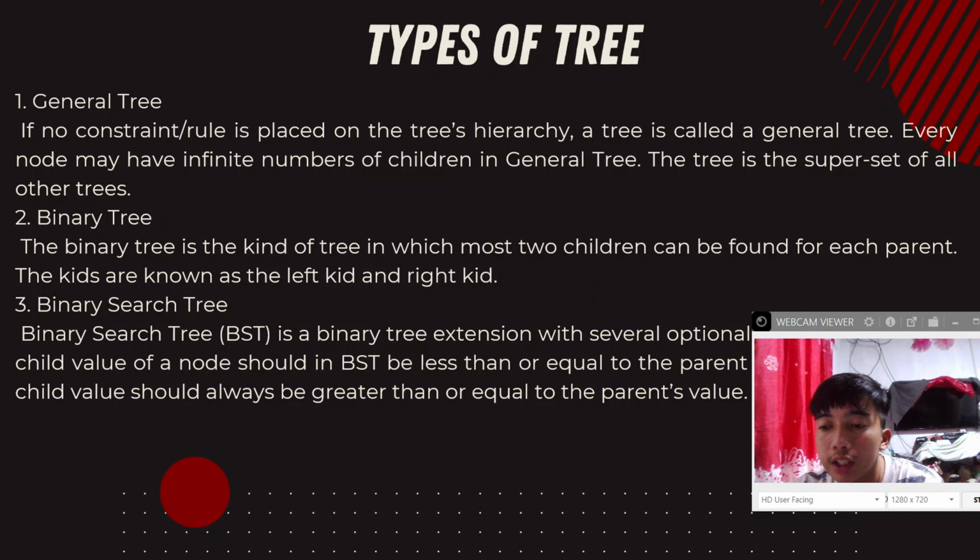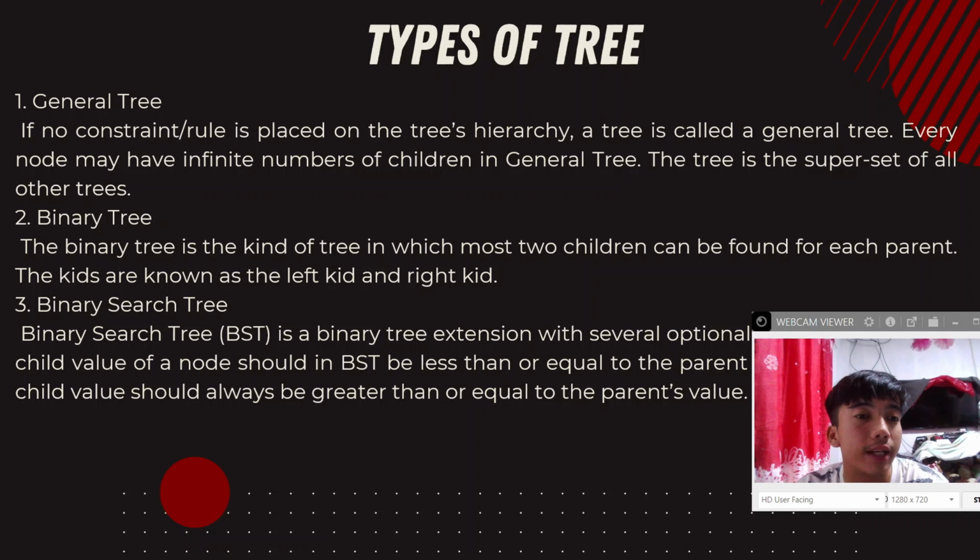Each and every node in a general tree may have an infinite number of children. And general trees encompass a broad category and are considered the superset of all other types of trees. So which means it is considered as the superset of all other types of trees.